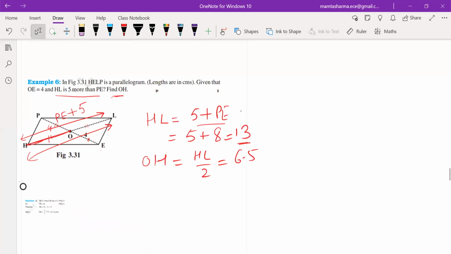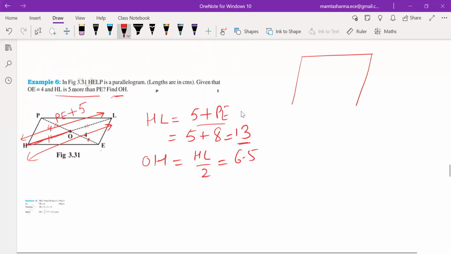Let's revise quickly all the properties of a parallelogram. Nityashri, tell me the property of a parallelogram. Ma'am, opposite angles are equal, adjacent sides are equal. No, opposite sides are parallel and equal. Opposite angles are equal.